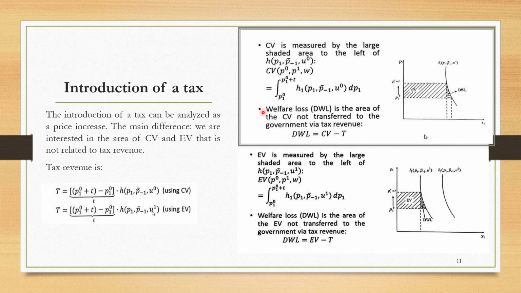So the introduction of a tax can be analyzed as a price increase. However, the tax revenue is not our subject matter here. So let's jump to the welfare loss occurring in CV and EV. This is the welfare loss in CV, which is the area of the CV not transferred to the government via tax revenue, and the welfare loss in EV is the area of the EV not transferred to the government via tax revenue.